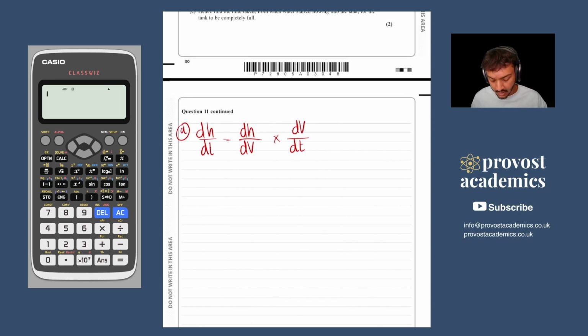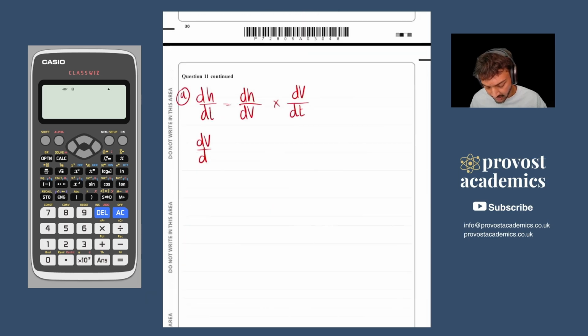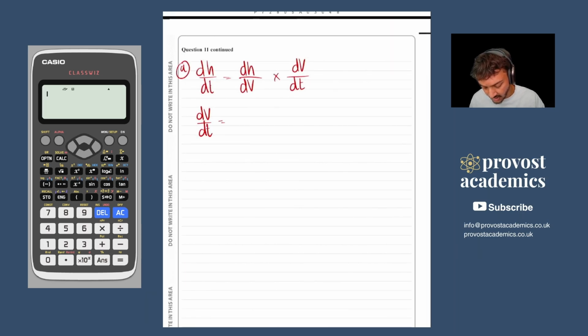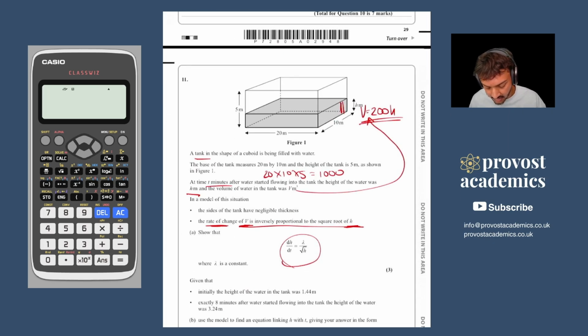Okay, makes sense. Now dV/dt, the rate itself, because they tell us that the rate of change of v is inversely proportional to the square root of h, so dV/dt actually is going to be equal to some constant k that we don't know of. It's a constant of proportionality over square root of h. Whereas v is equal to 200h, as we established, that's this volume right here. So that came from finding the cross-sectional area and just timesing it by the height.